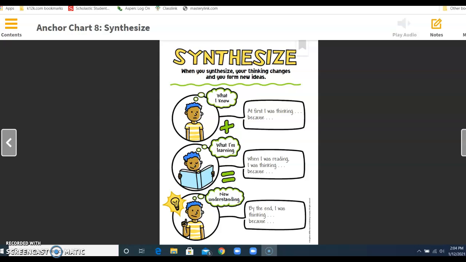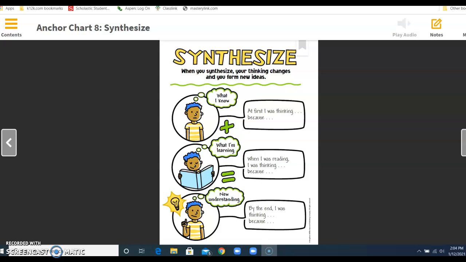Today, we're going to look at our anchor chart for synthesize. And this is a review chart because you've seen this already this year, but we're going to look back as a wrap up for Module 7 about synthesizing our knowledge. When you synthesize your thinking, it changes and you form new ideas.